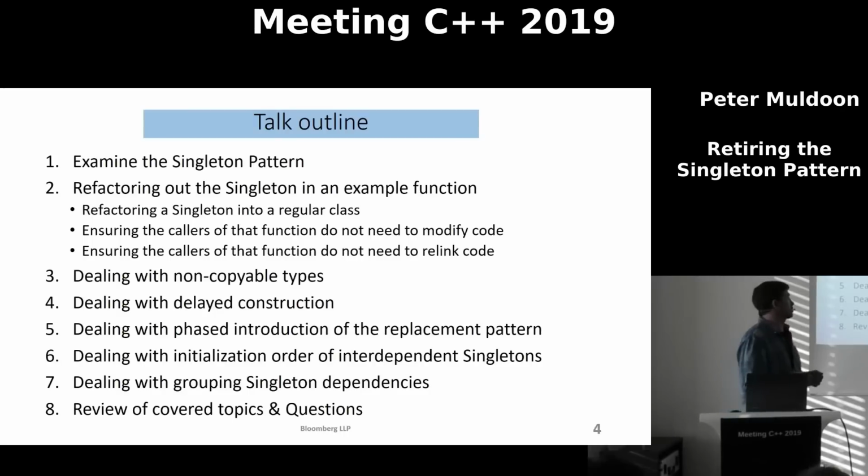Delayed construction, the phased introduction of the replacement pattern. So when you have 1,000 files and you want to touch a piece of them, but the singleton is all through the code base, how do you prevent having to touch the whole code base? The initialization order of interdependent singletons.